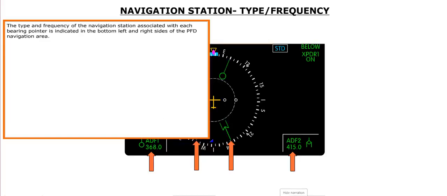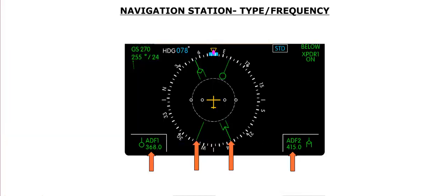The type and frequency of the navigation station associated with each bearing pointer is indicated in the bottom left and right sides of the PFD navigation area.